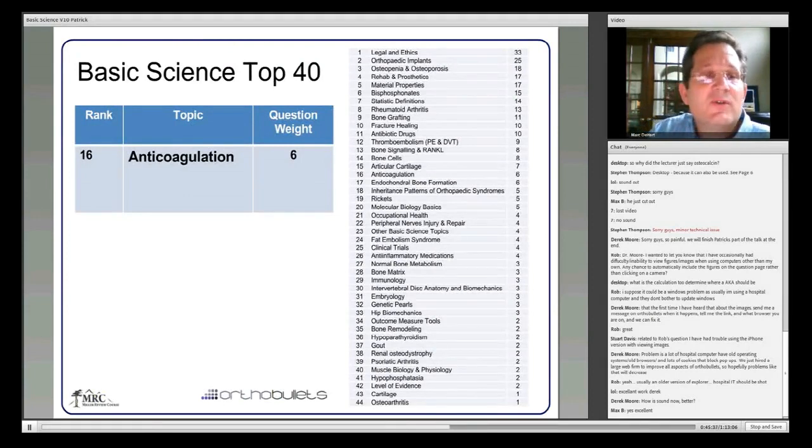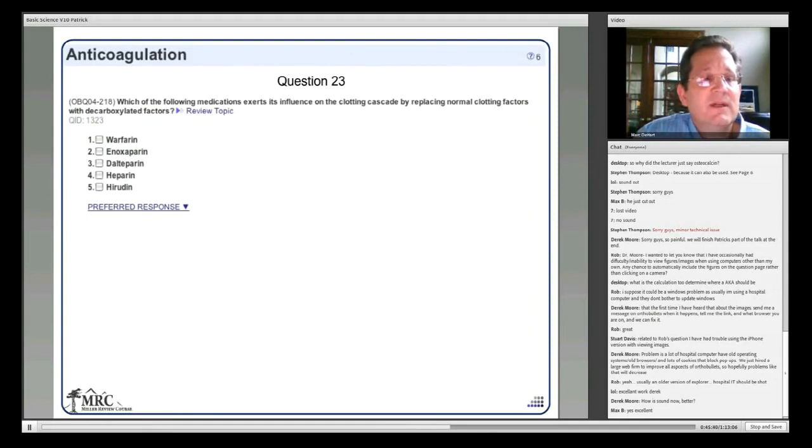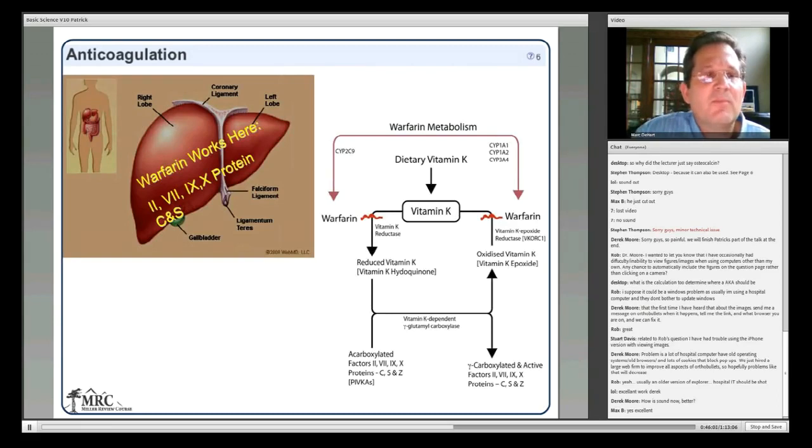Next big topic we'll go to is anticoagulation, something near and dear to my heart as a joint doctor. The question reads, which of the following medications exerts its influence on the clotting cascade by replacing normal clotting factors with decarboxylated factors? And they give you the long list of medicines, and so mechanism of actions for these medicines are pretty important. Everybody should remember that warfarin works here in the liver, and it affects 2, 7, 9, 10, and protein C and S, and those are things you've learned since medical school.